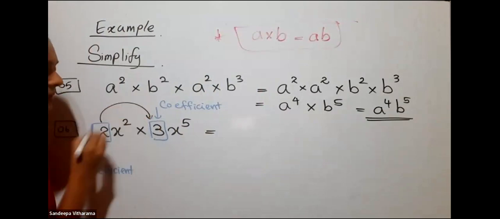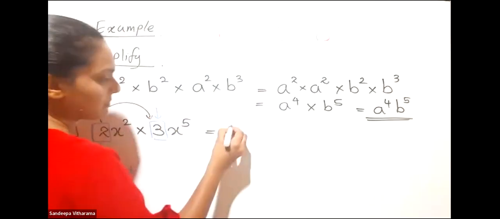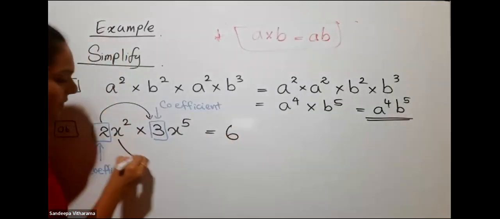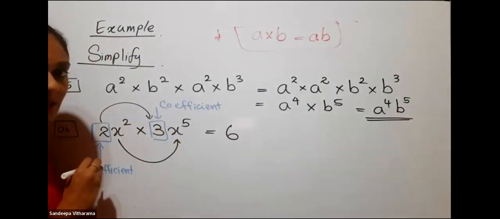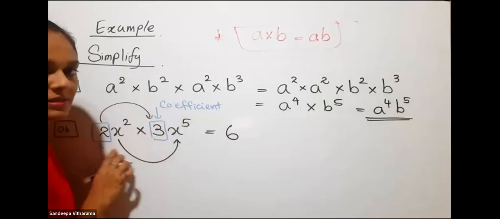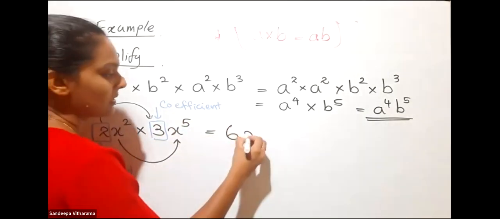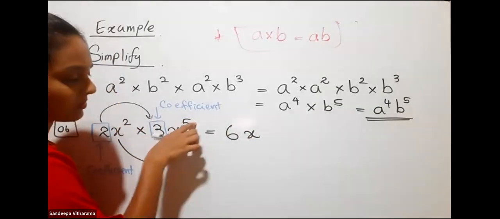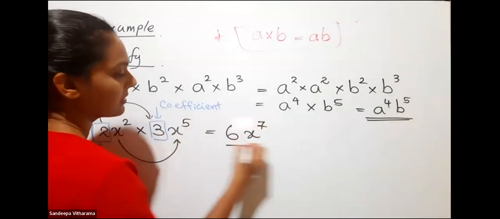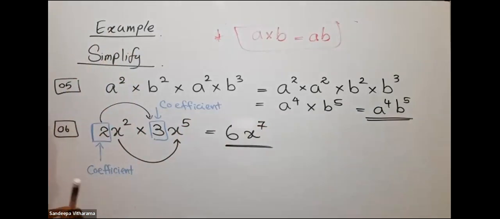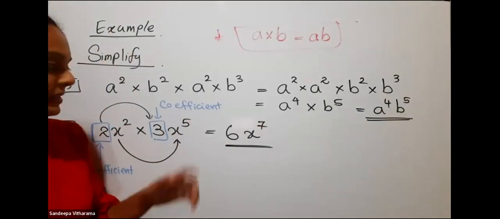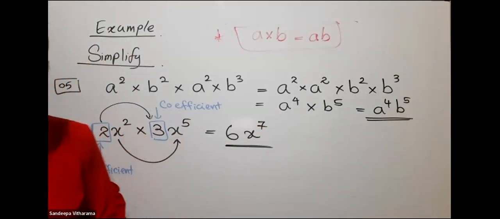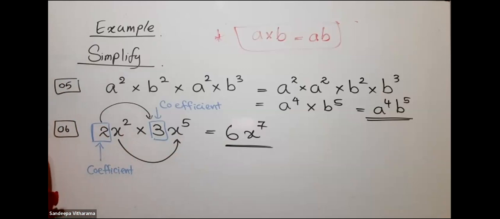How we do? We multiply coefficients. 2 times 3 is 6. Then when we multiply the powers with same bases, their powers are added. That means we can write x to the power of 2 added x to the power of 5 means it's 7. x to the power of 7. This is done because they are powers with same bases. Is this clear? එක පැහැදිලිද?